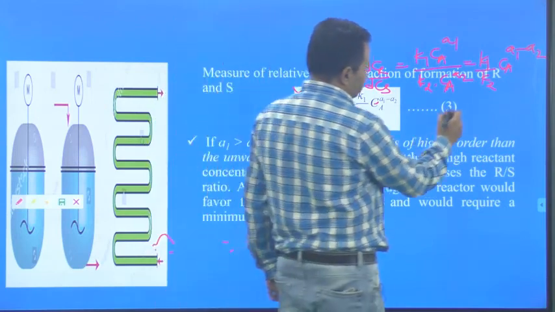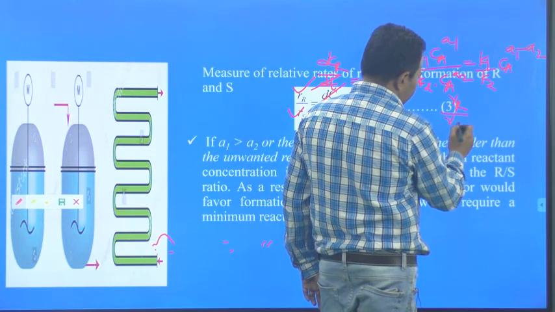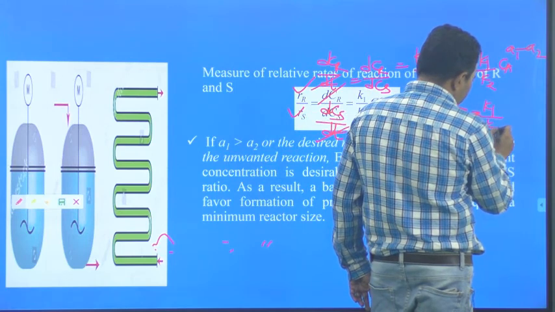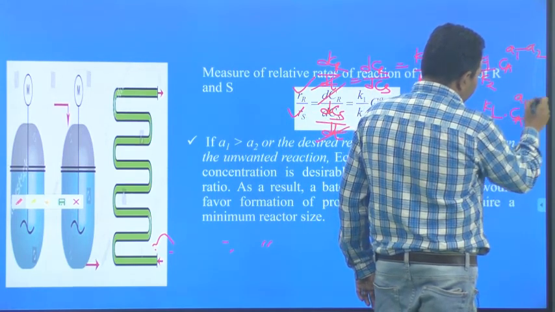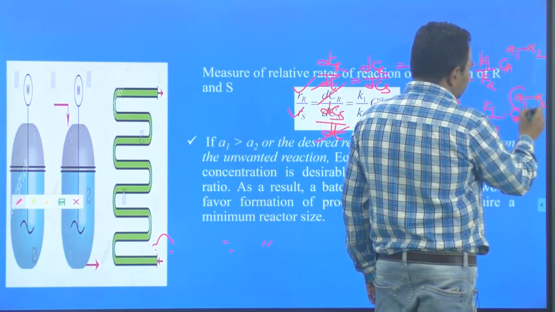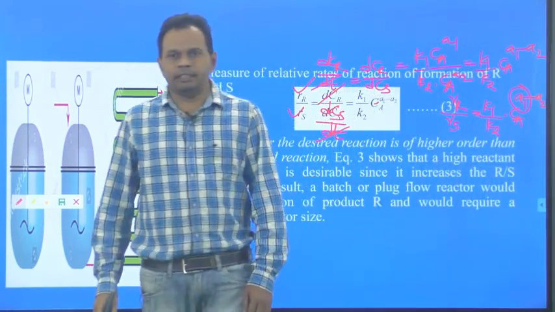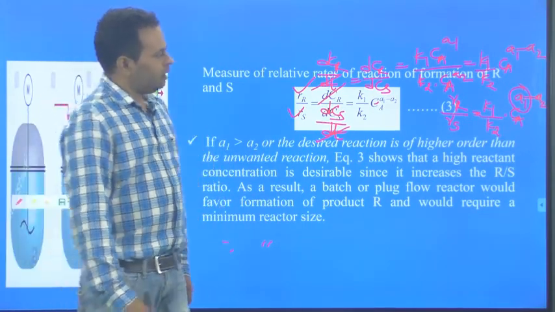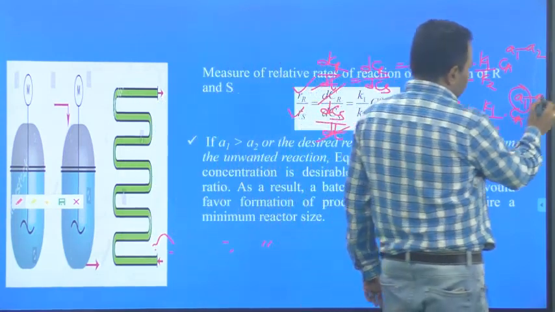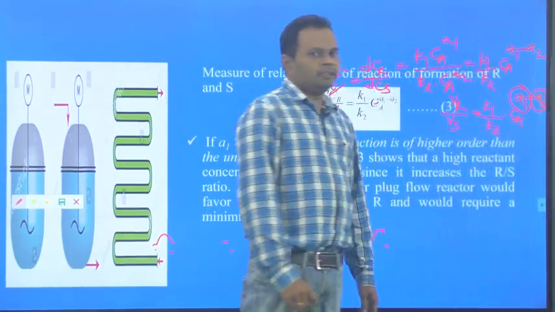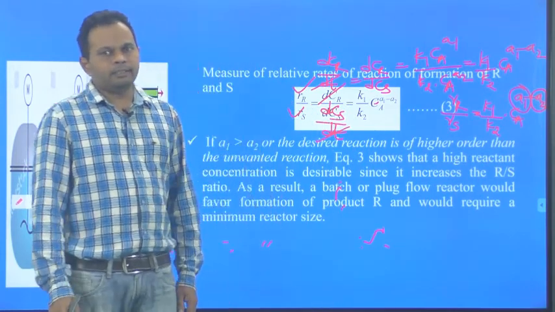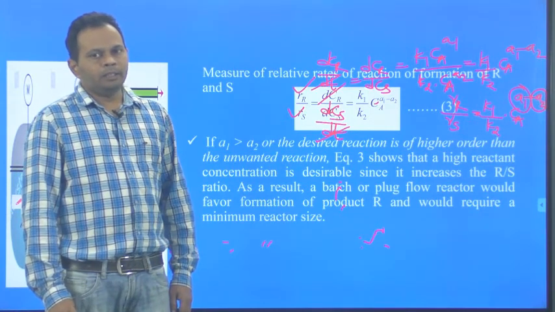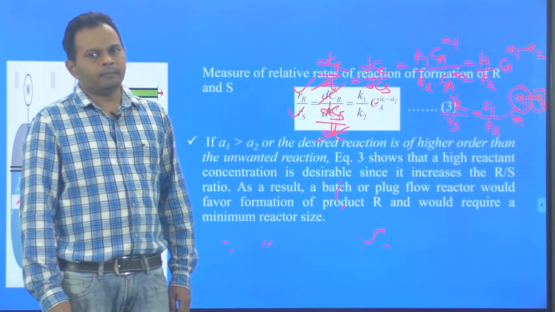The final product distribution equation is RR by RS, which is equal to the rate of formation of desired product to the rate of formation of undesired product, equal to k1 by k2 into Ca to the power of a1 minus a2. Here a1 is the order of the desired reaction, that is the A to R reaction, where R is the desired product, and a2 is the order of the undesired reaction, the A to S reaction, where S is the undesired product.